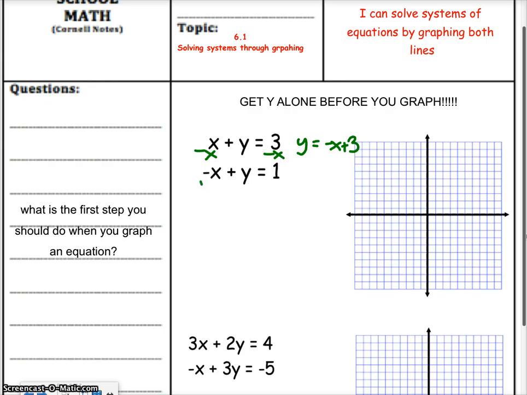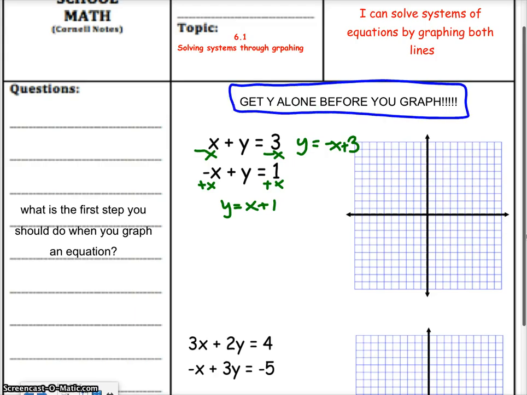Second one, I would plus x. So y equals x plus 1. That's getting y alone. That's what I've been telling you to do, because I don't want to graph if y isn't alone. So now I have 2 lines.